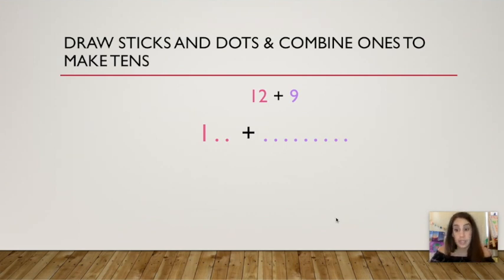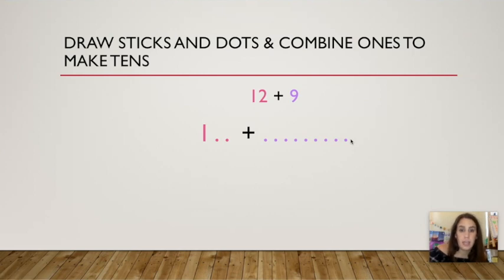Or once we get into bigger numbers, combine tens to make hundreds. But today we're only going to be combining ones to make tens, okay? So up here I've got 12 plus 9. I've got 1 ten and 2 ones for 12. And then I have 9 ones for 9.